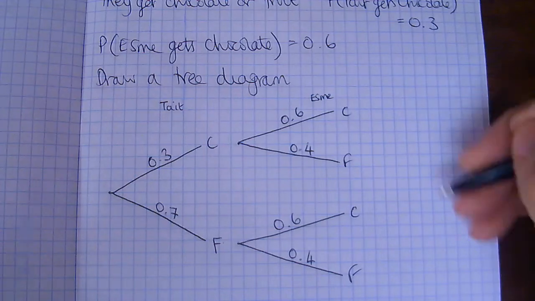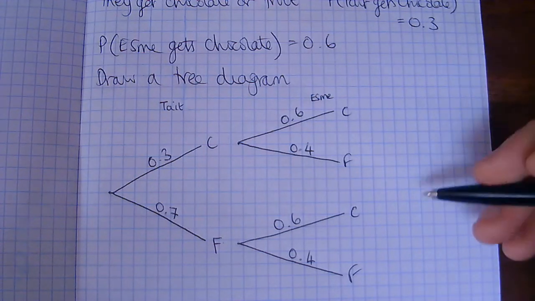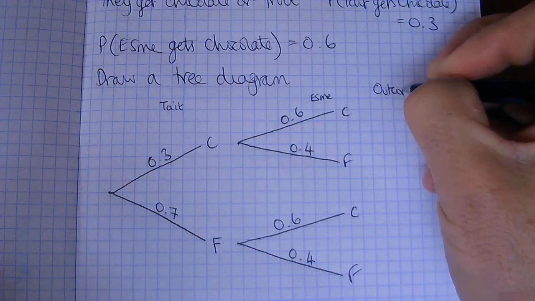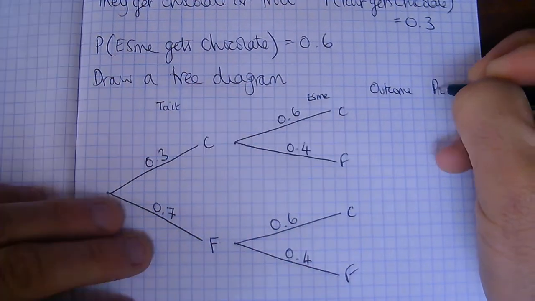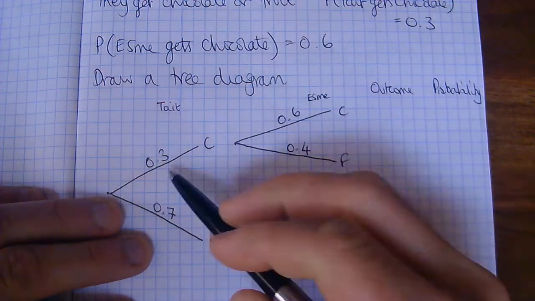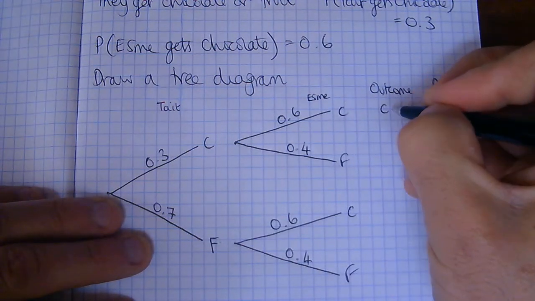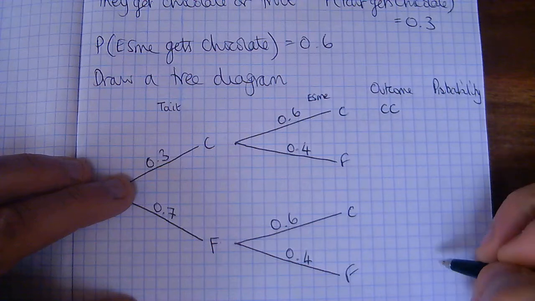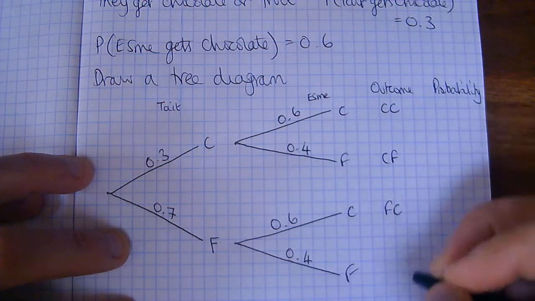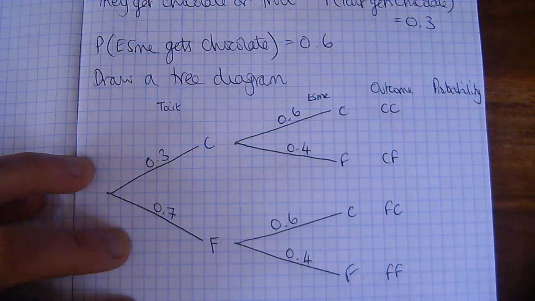Just now going to do a little bit of working out at the edge, because working out at the edge is then going to give me all of my answers later on. So I'm going to look at an outcome, and I'm going to look at my probability. And the probability is going to use what we did yesterday. So our outcome here is chocolate for Tate and chocolate for Esme. This is chocolate and fruit, fruit and chocolate, fruit and fruit.